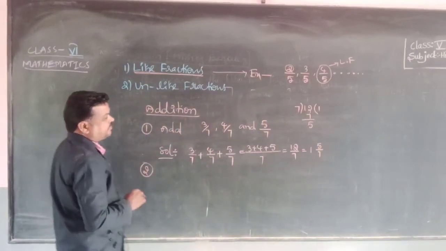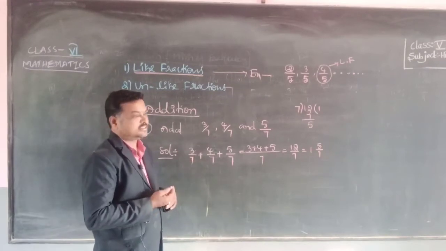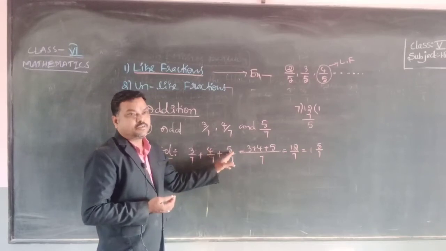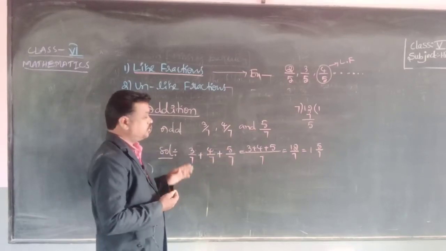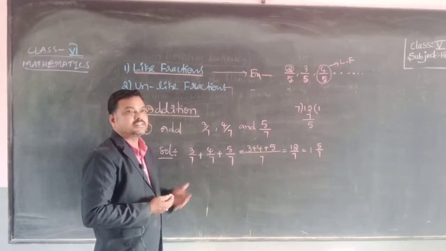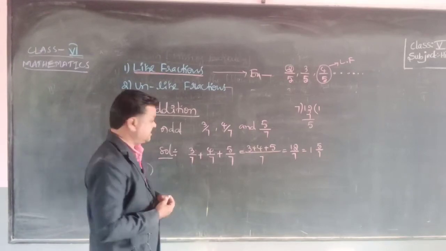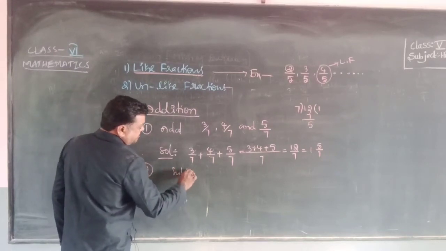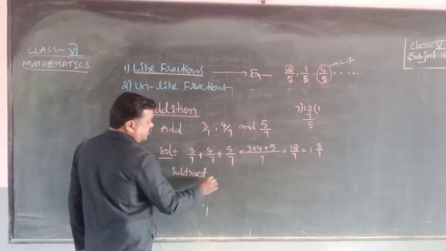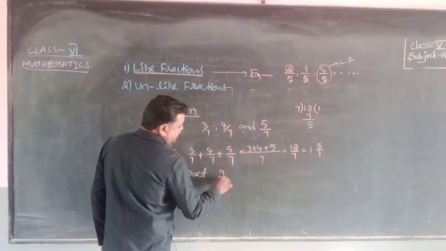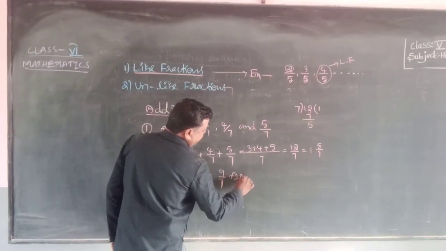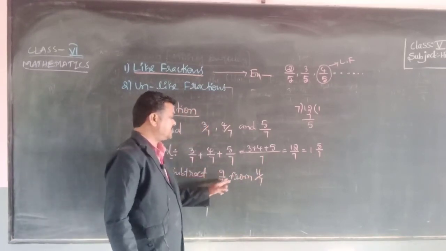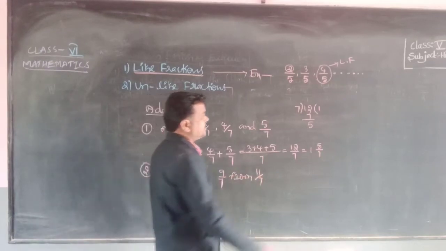Subtraction of like fractions. The denominators are the same. In addition we just added the numerators; in subtraction also, since the denominators are the same, we just have to subtract the numerators. See, subtract 9 by 7 from 11 by 7.